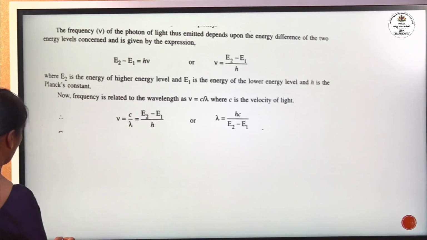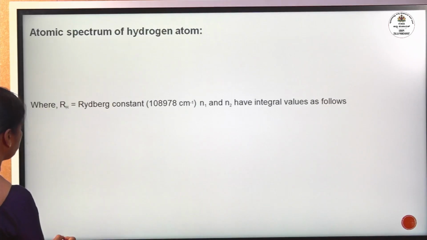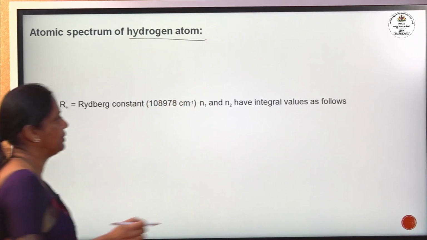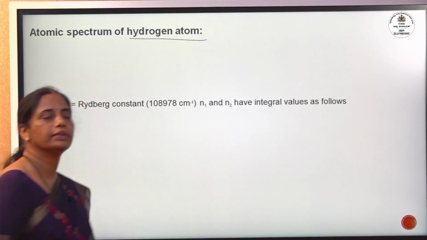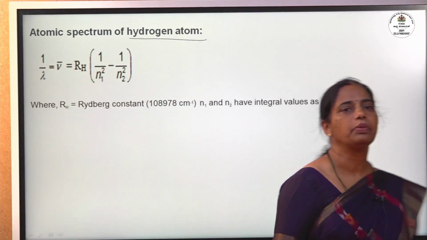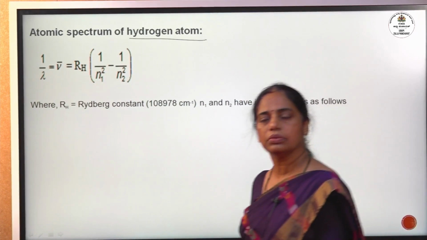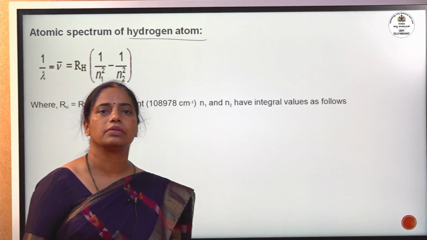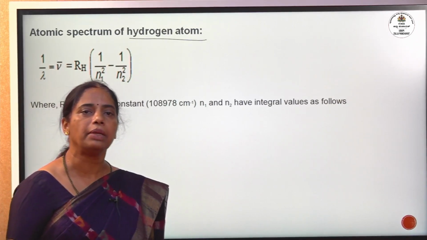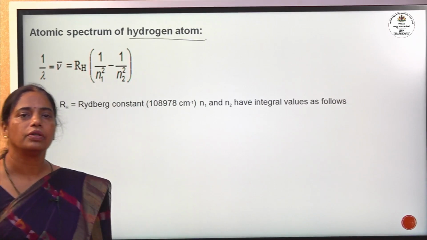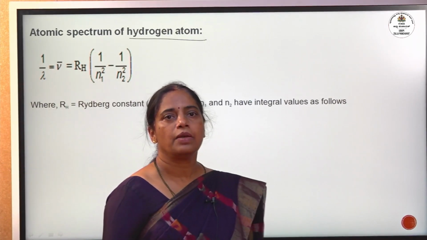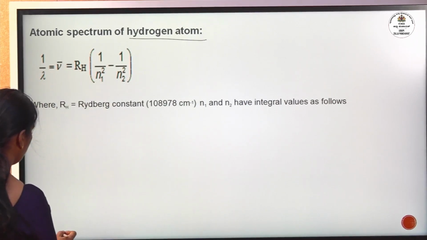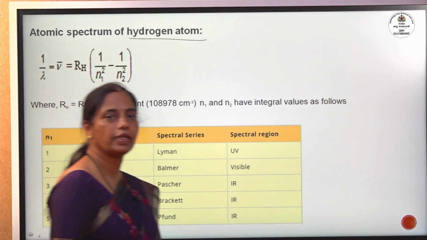Next we will move on to the atomic spectrum of the hydrogen atom. Now if we take hydrogen gas in a discharge tube and subject it to electric discharge, the molecules are converted to atoms and the atoms emit radiations of discrete frequencies. By this we get the line spectrum of hydrogen, where the spectrum contains a series of lines.